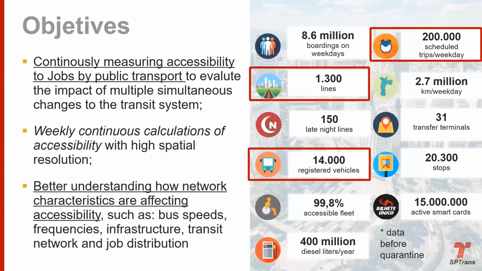The objective of this study is to propose a methodology framework that enables a continuous measurement of accessibility to jobs to evaluate and better understand the combined effects of network system changes.